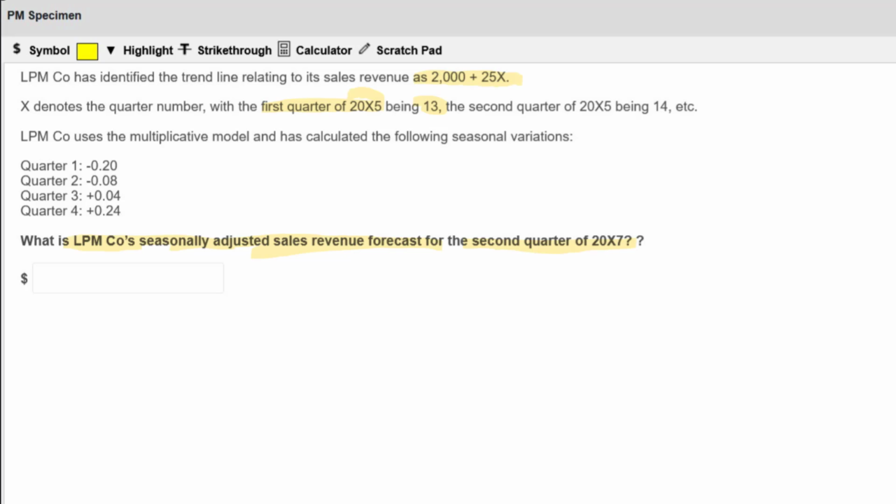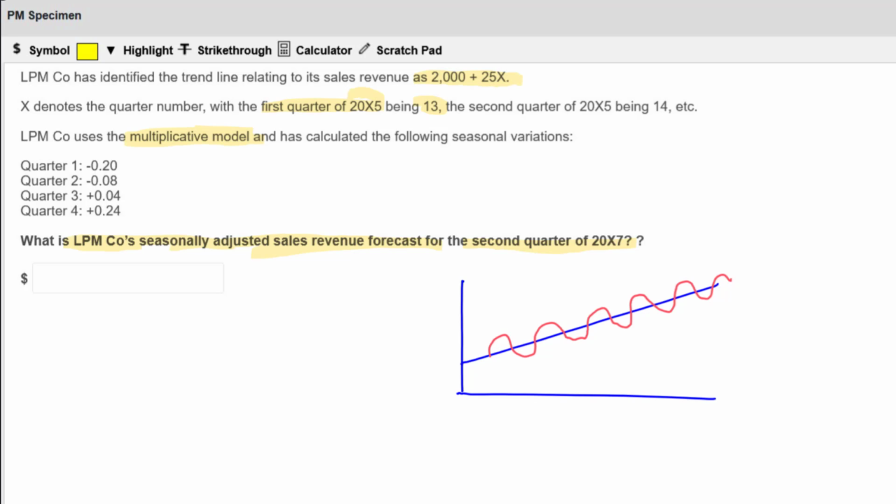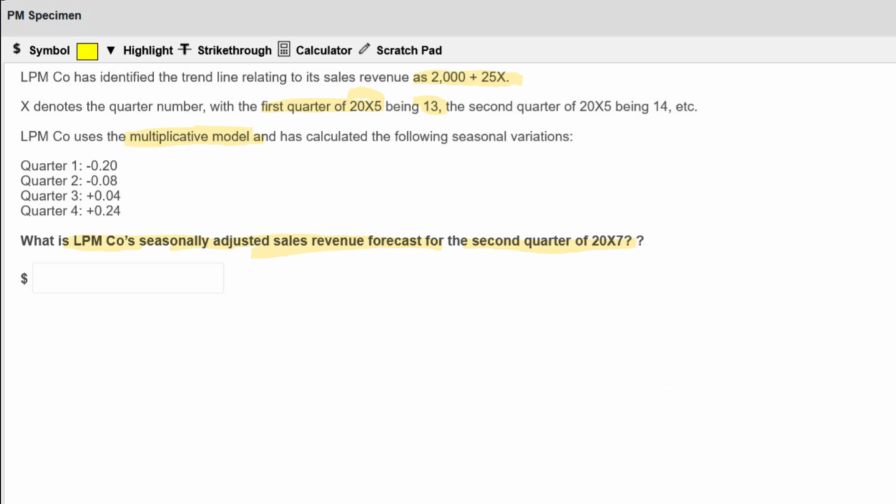And we see now that we've got multiplicative, not additive. Multiplicative means this. If we have a trend, additive would be this. The amplitude of the lines is fixed. It doesn't change. If it's multiplicative, the amplitude will change in relationship to that trend line. As the trend gets bigger, the swings in the amplitude get bigger. That's multiplicative. Okay? So we want the second quarter of 2017.